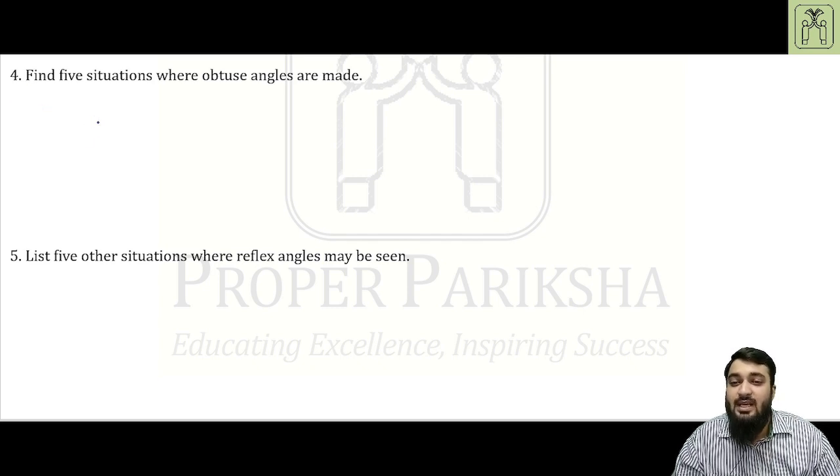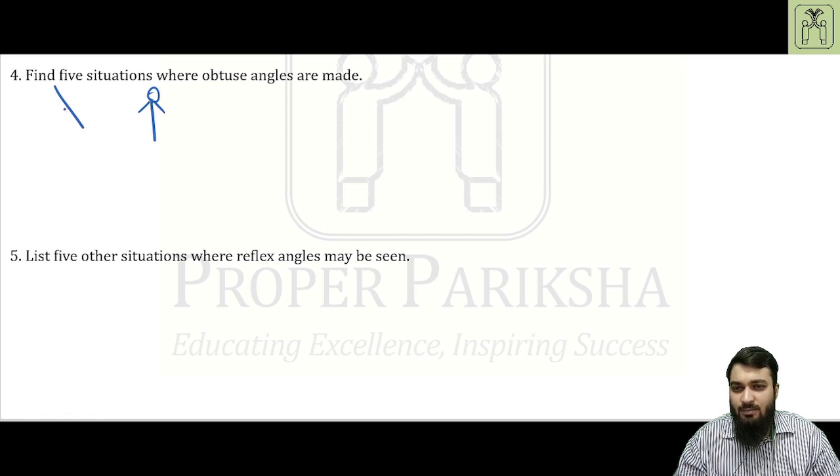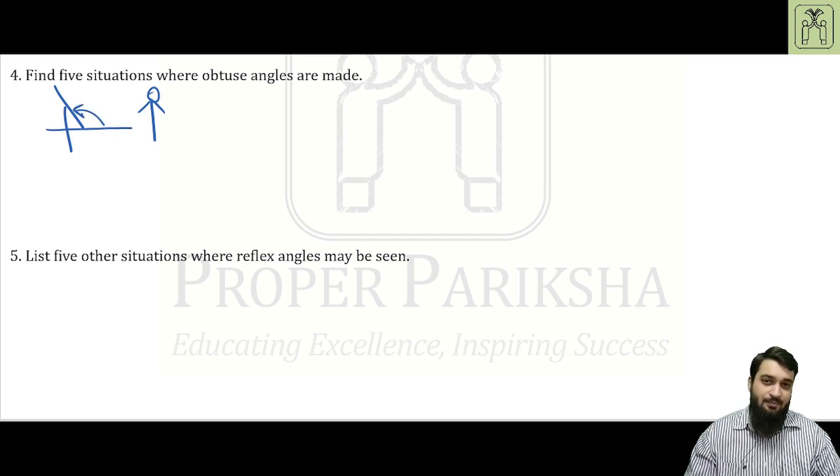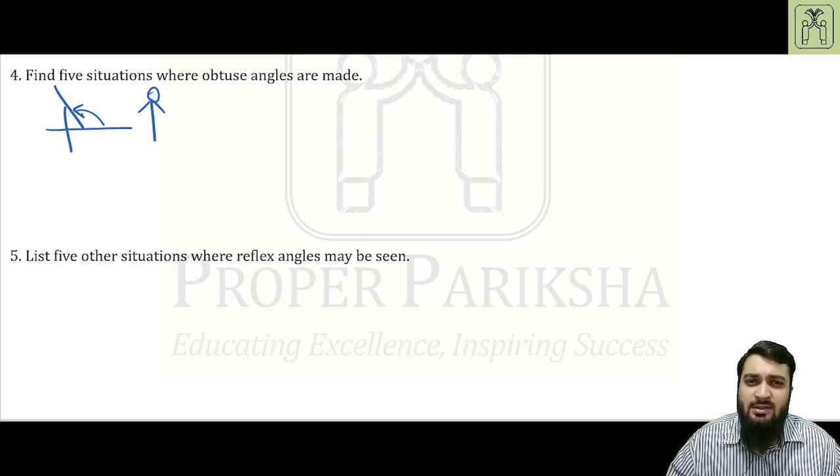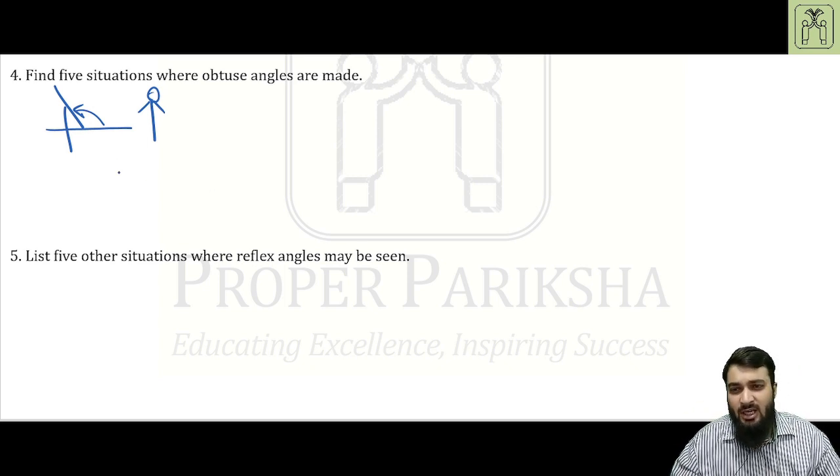Okay, write 5 situations where obtuse angles are made. Perfect. So an obtuse angle is made by a gamer and a desktop. If you see a desktop and the table on which it is placed, it makes an obtuse angle. Am I correct? Okay. So try to think about such realistic things which happen in your daily life, and you will ultimately get such examples.